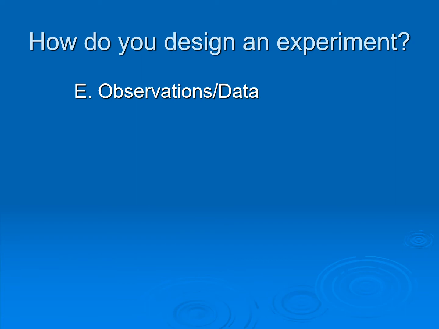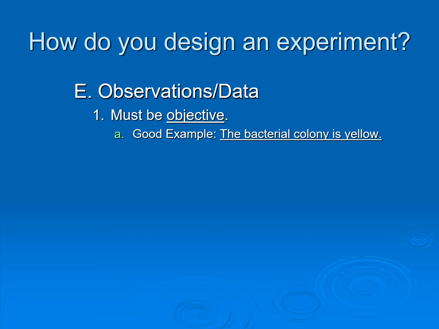Okay, then we have observation data. Okay, they have to be objective. Okay, they can't be subjective. What does that mean? Okay, so a good example is the bacterial colony is yellow. You're describing something that everybody else can see. Okay, except for maybe the colorblind, but that's another issue.